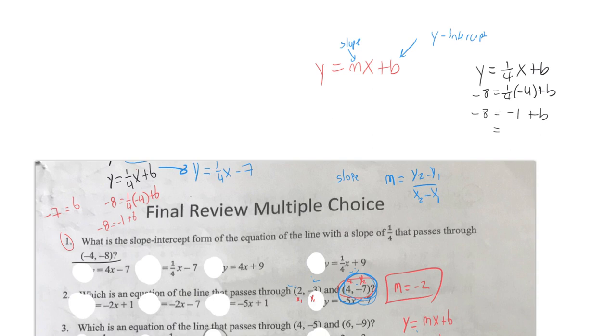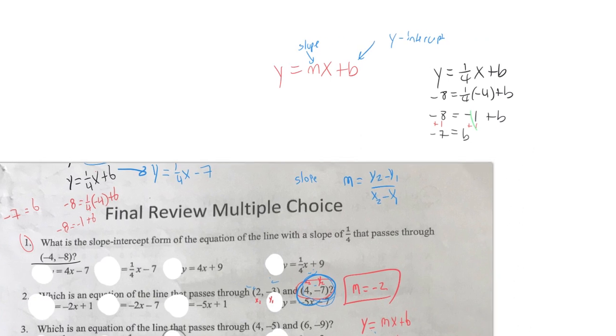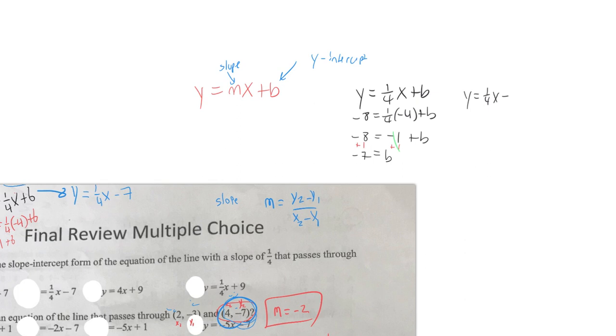And then we would add 1 to both sides to cancel out that -1, and then we have -7 equals b. So then we could update the equation further and say that y equals 1/4 x minus 7. So that is how you would do that one.